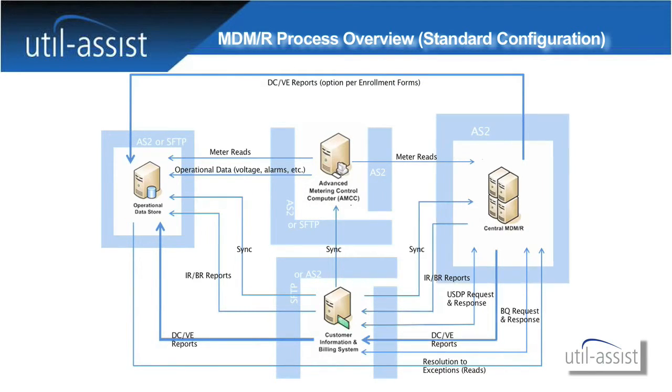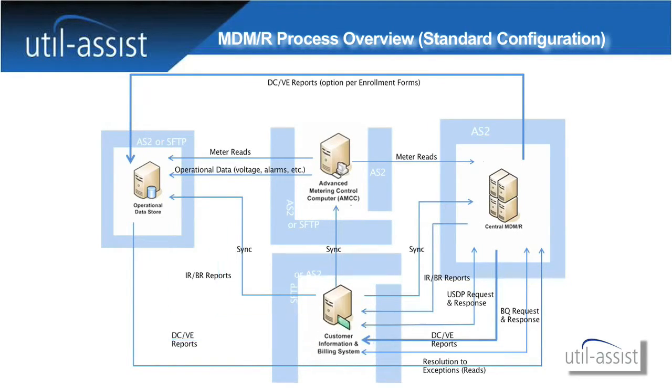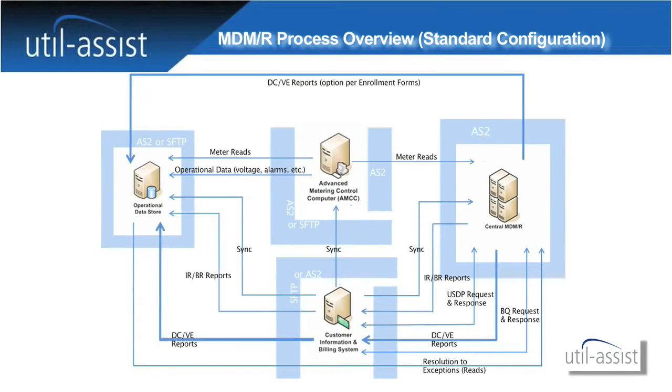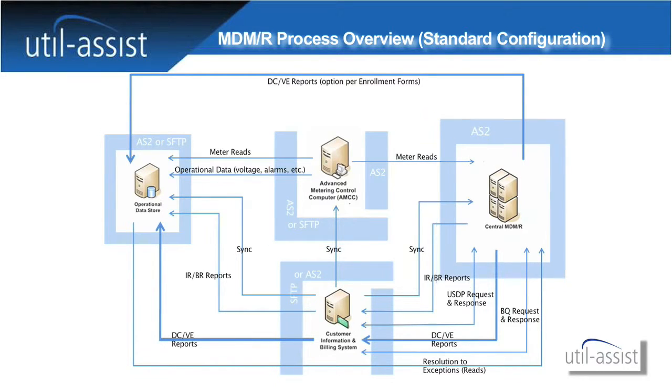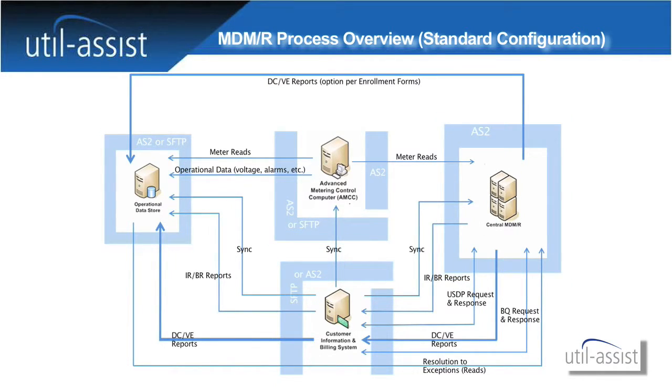The MDMR transmits interface, billing, data collection, and validation reports to the CIS, which passes the reports on to the ODS. Alternatively, the LDC can opt to have the MDMR send data collection and validation reports directly to the ODS. Resolutions to meter read exceptions are transmitted from the ODS through the CIS to the MDMR. The MDMR receives and transmits all files through the AS2 protocol of the File Transfer Service, or FTS, which provides a secure transport method. To receive files from the MDMR, the utility is required to have an AS2 client.